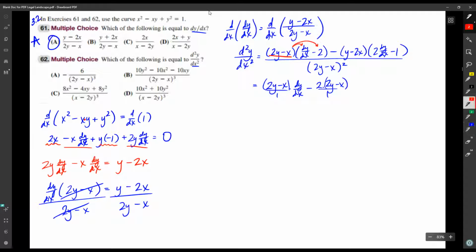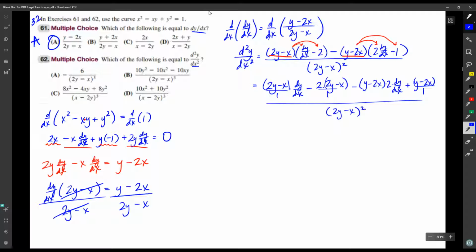Next, I'm going to do the same thing over here. So I'm going to take the y minus 2x and distribute it into the 2 dy dx and into the negative 1. So let's see what we have after that. That's a minus y minus 2x times the 2 times dy dx, and then a minus y minus 2x times a negative 1. So I'm going to call that plus y minus 2x, and that's just over 1. This is all over 2y minus x quantity squared.